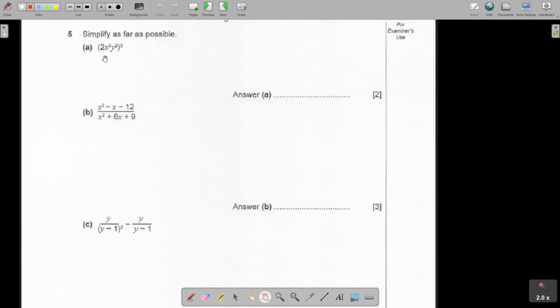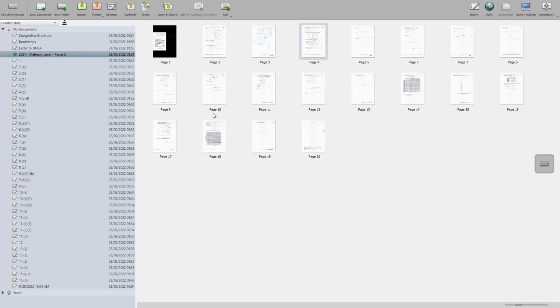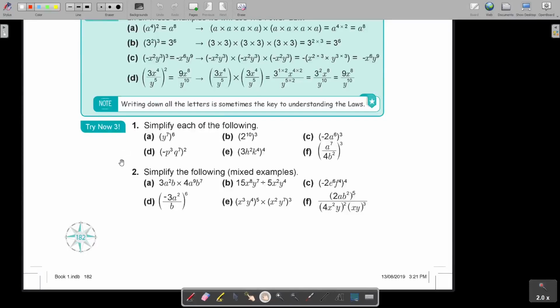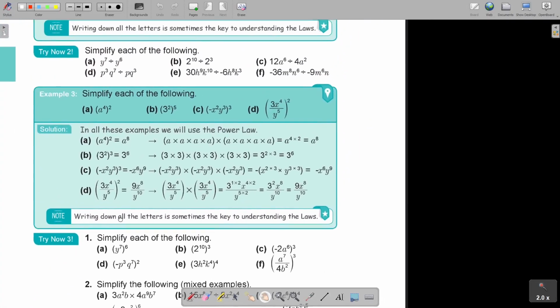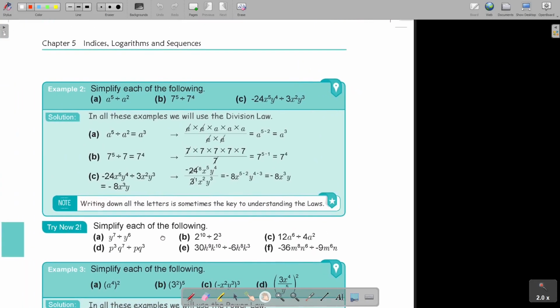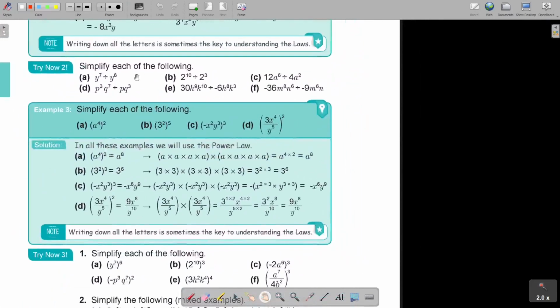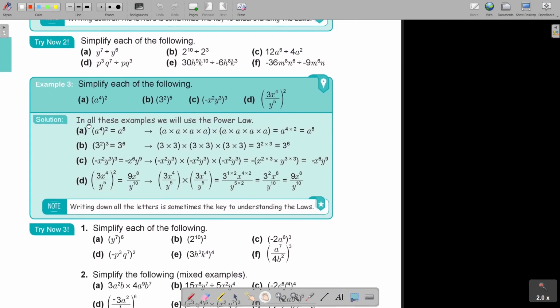Okay, this is an expression and it's actually indices. And I want to show you 2 methods, but I want to take you first to the textbook. So in the textbook on page 182, this is chapter 5, indices. Okay, and I'm going to look at example 3. Now the first one is easy because you can basically just say 4 times 2, but you can write it out. That means there's 4 A's and another 4 A's, so in total there will be 8. But the short way is to say 4 times 2.